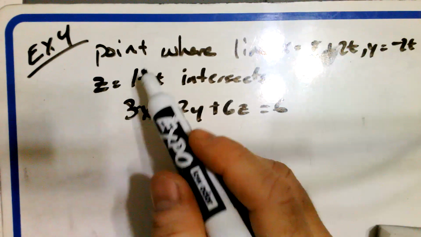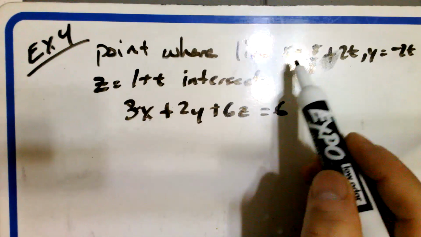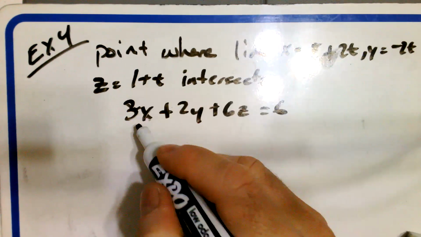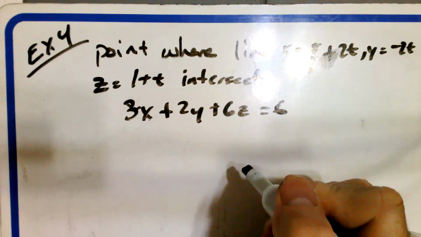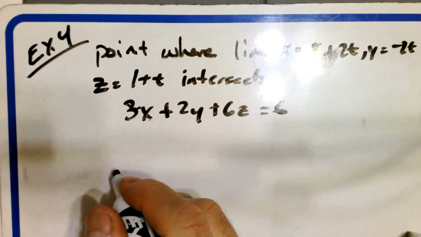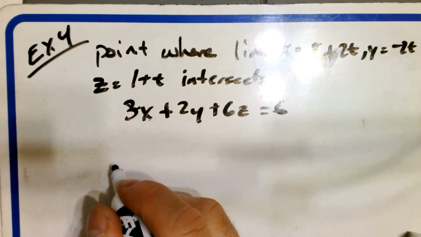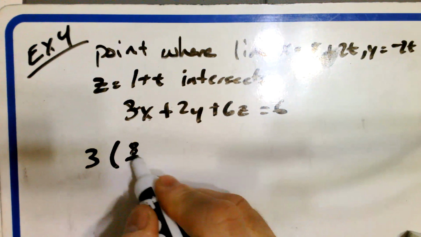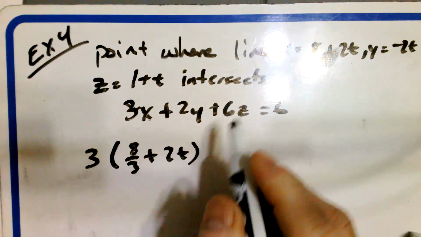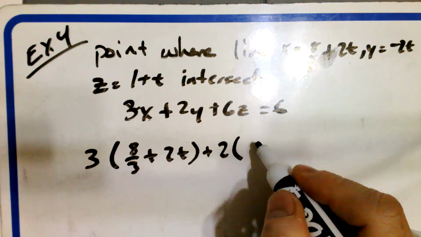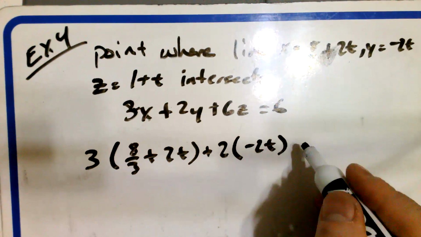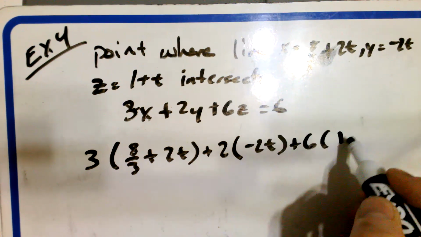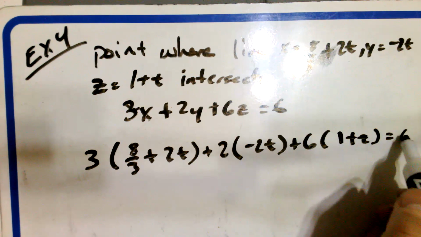Here in example 4, we're looking for the point where the line x equals 8/3 plus 2t, y equals negative 2t, and z equals 1 plus t intersects the plane 3x plus 2y plus 6z equals 6. All right, so we know that the points must satisfy the plane coordinates, so we can plug those directly in. So 3 times 8 thirds plus 2t, plus 2 times negative 2t, plus 6 times, plugging in z, the 1 plus t. That's got to equal 6.